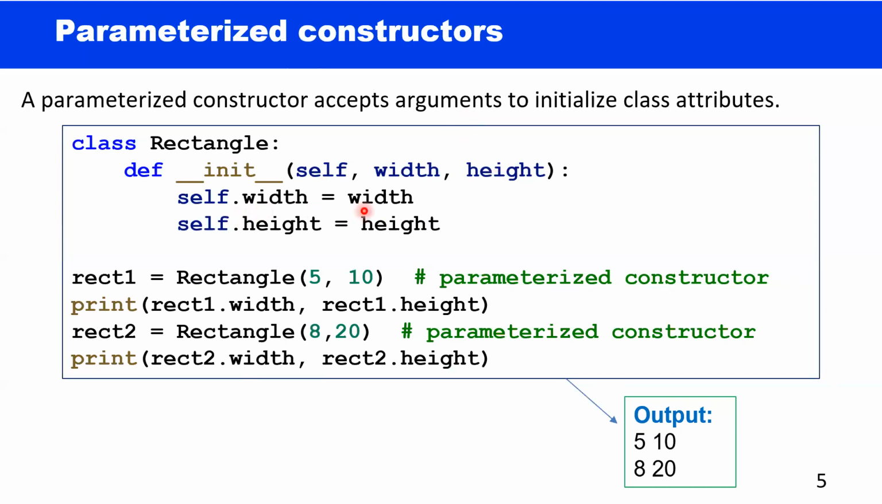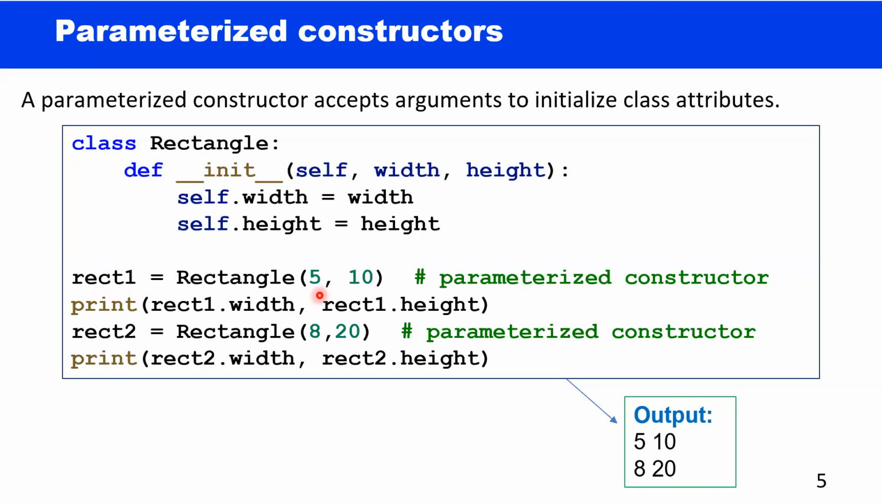And self.width equal to width and self.height equal to height. That means the width and height of the current object are going to be assigned the width and height values that are passed whenever an object is instantiated. For example, let us consider rect1 is an object of the Rectangle class with the parameters 5 and 10. Since we are passing the parameters, it is called a parameterized constructor. And if you try to print the values of width and height of this rect1 object, it is going to print 5 and 10.